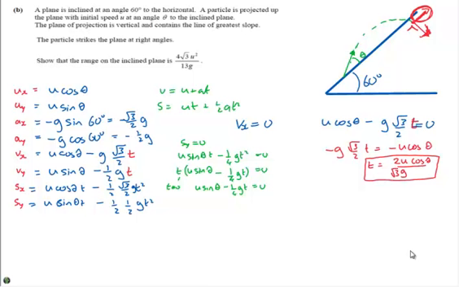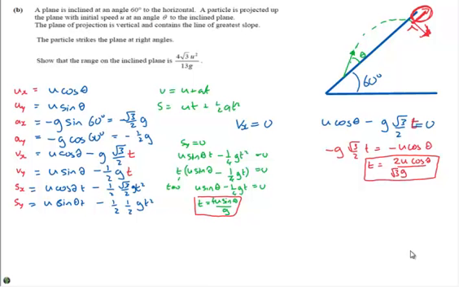Again, solve for t. So we bring that over, I just might skip a step here. We get t is equal to 4u sine theta over g. This is our second equation for the time at the moment of impact.